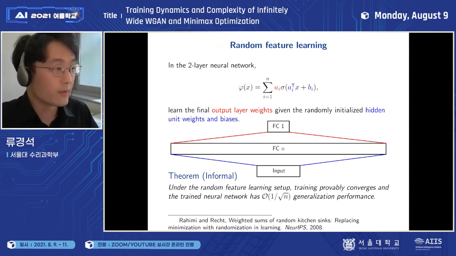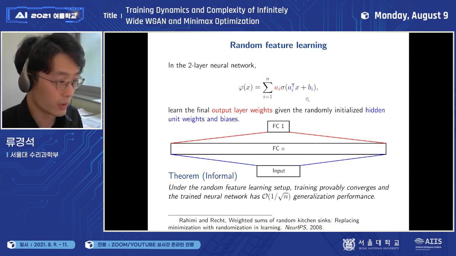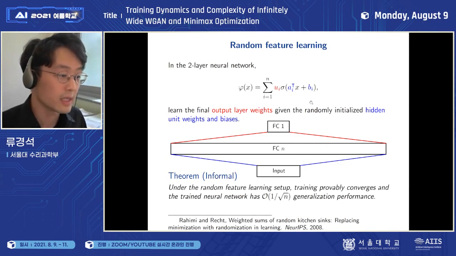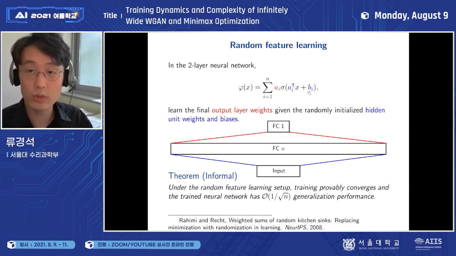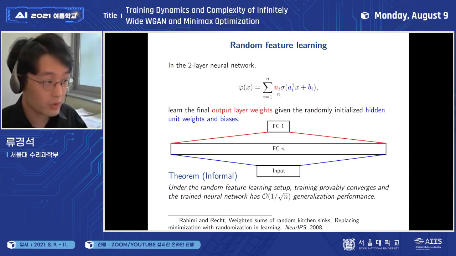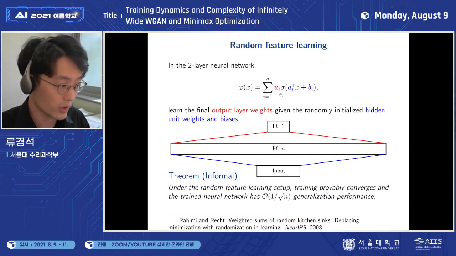The classical line of work along this direction is the random feature learning setup. In the random feature learning setup, one considers a two-layer neural network. So we can write the two-layer neural network. This is a two-layer fully connected MLP. In this setup, we randomly initialize the weights and biases of the hidden layer, say with a Gaussian distribution or whatever random distribution. And then the output layer weights are trained from data. The blue weights are not trained, only the red weights are trained.